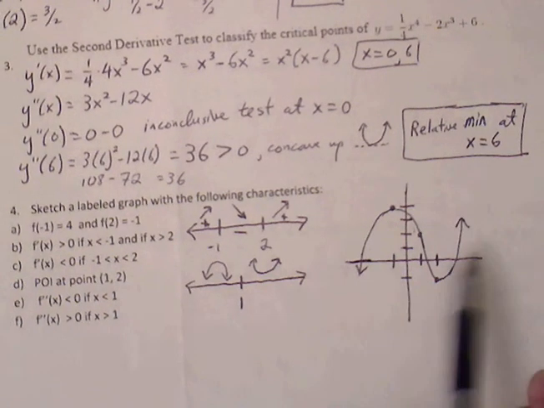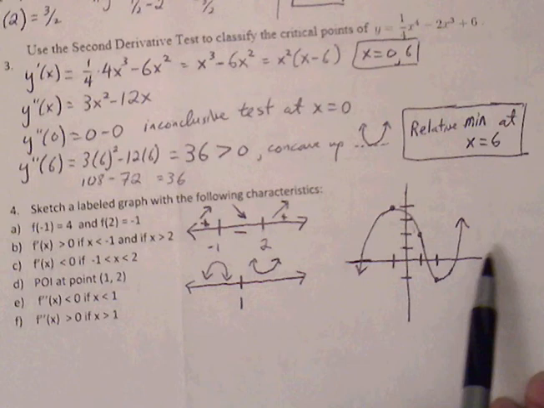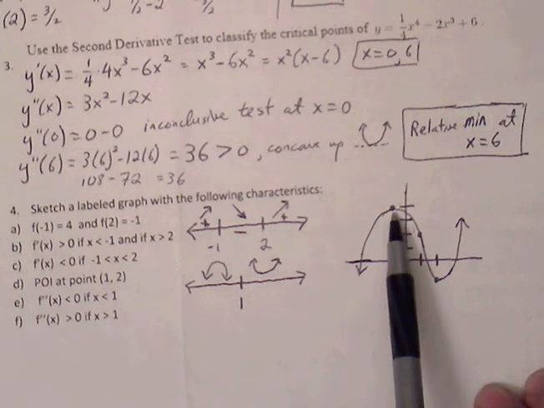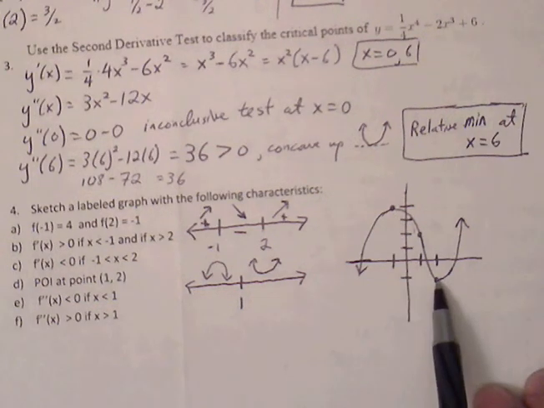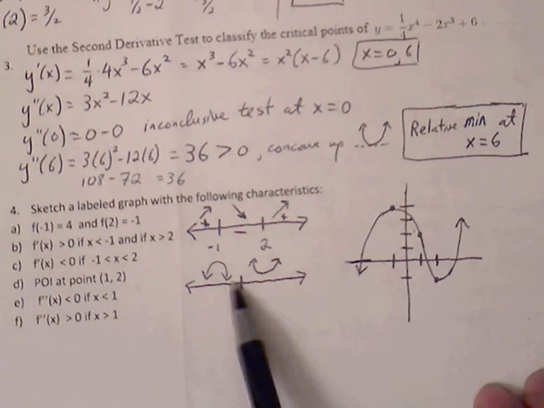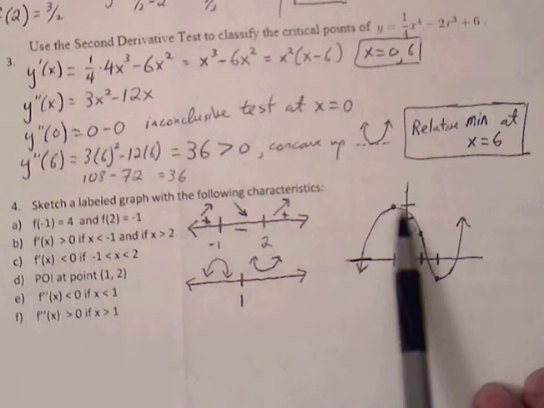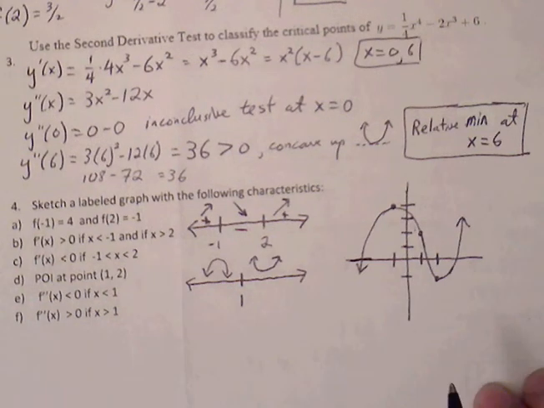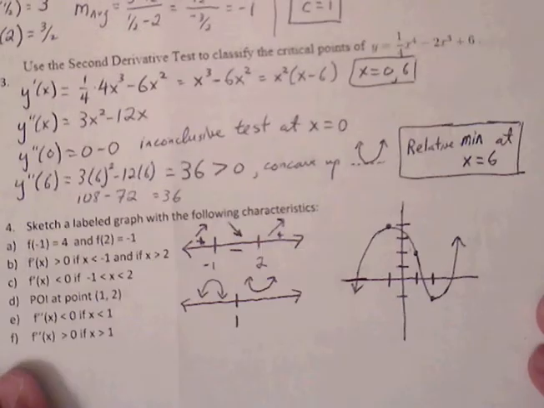We can choose any y value we want, but you want to have this basic shape. We basically want a relative max at -1. We want a relative min at 2. Point of inflection is at 1. And we want the graph to have that characteristic where it's concave down followed by concave up.